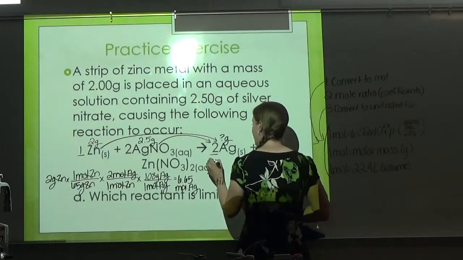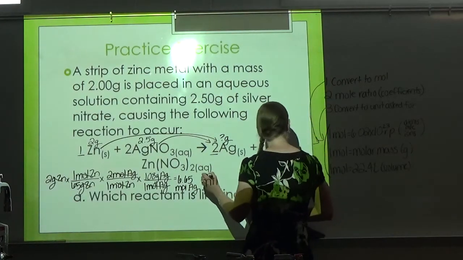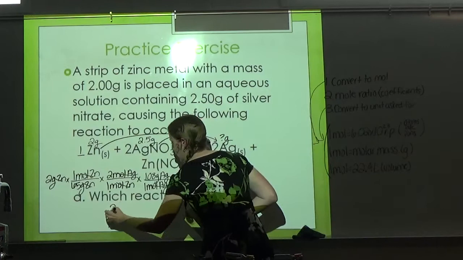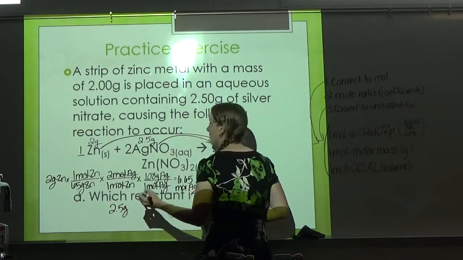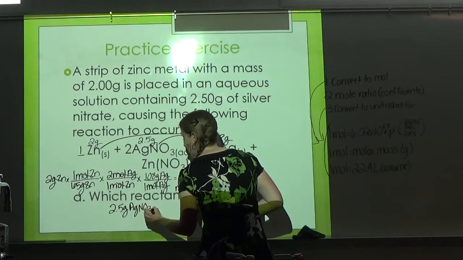So I'm gonna start with my 2.5. Oh gosh, I don't even know where to write this at this point. I'll just write it down here. I hope y'all can see this. So we have 2.5 grams of silver nitrate, AgNO3.